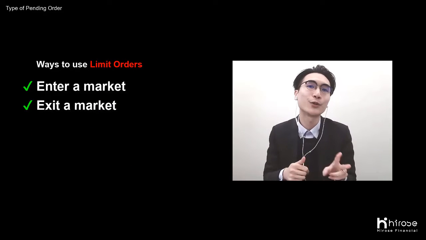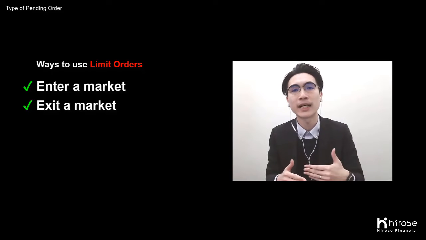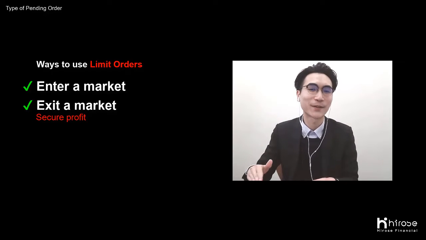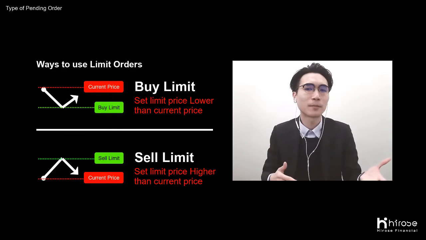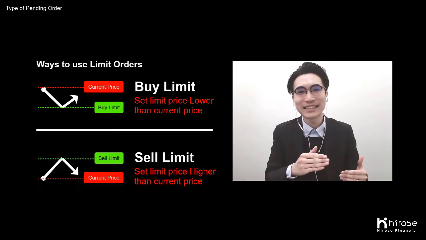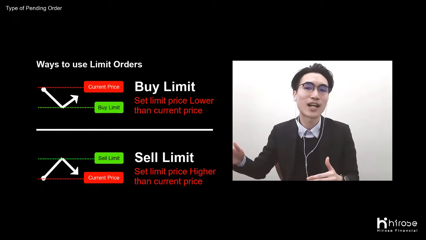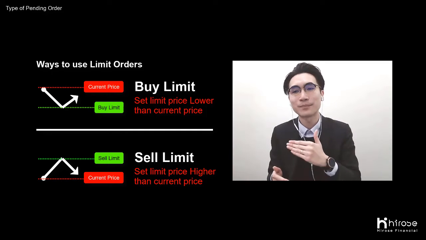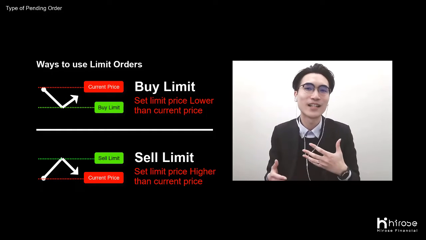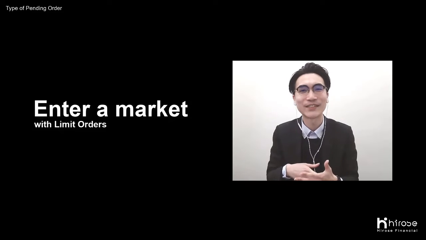Same as stop order, there are two ways that you can use the limit order. You can use it to enter a market to make a new order, or you can use the limit order to exit the market to secure profit. Again, same as stop order, there are two types of limit order, which are buy limit and sell limit. For buy limit, we will set a limit price that is lower than the current price. On the other hand, for sell limit, we will set a limit price that is higher than the current price. We will take a look at a few examples and see how the limit order works. First, we'll get to the first way, which is to use the limit order to enter a market.